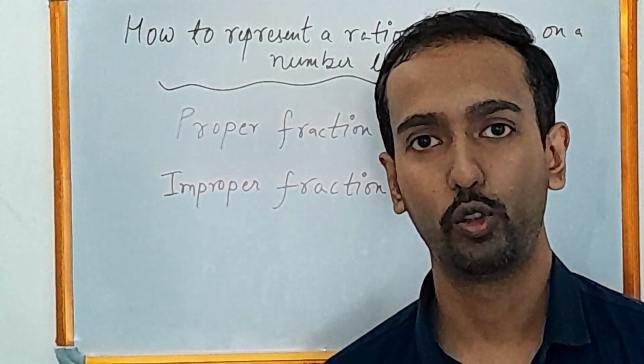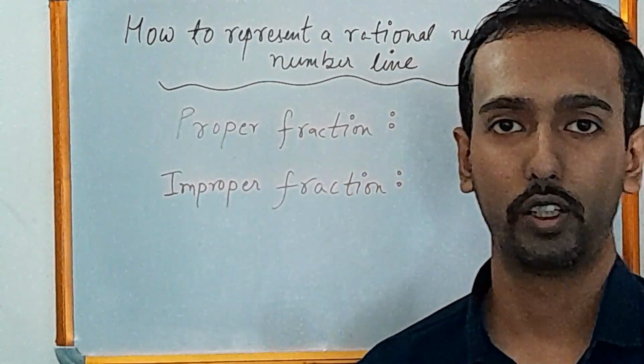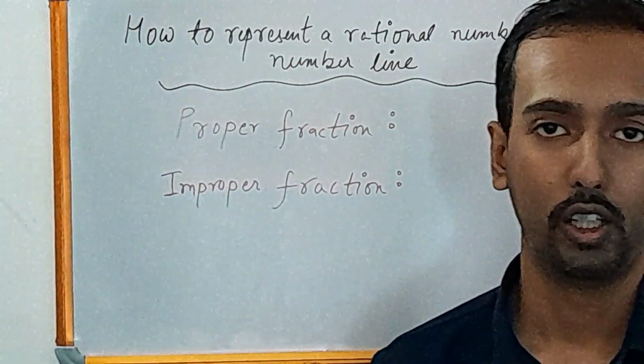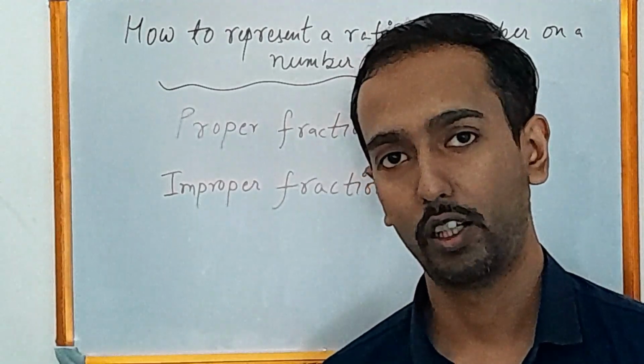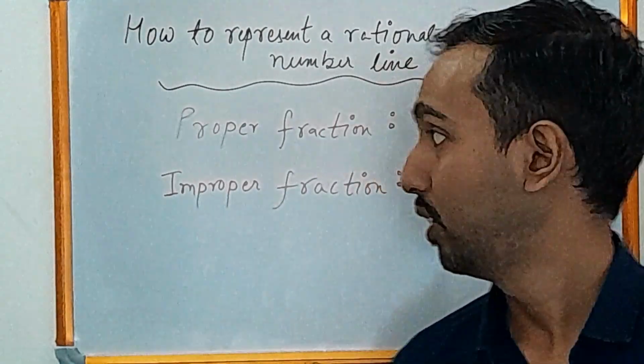Friends, now we will study how to represent rational numbers on a number line. From the previous classes we know how to represent integers on a number line. So we will use that concept and extend that idea to learn this topic. So first of all, let's take a rational number.